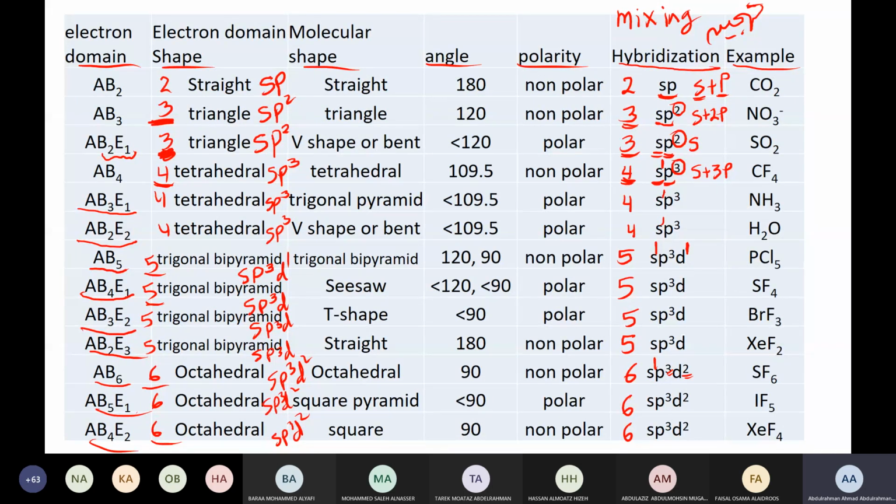We will finish chapter 9 next lecture by discussing mainly this table still. Is this clear? This table is extremely important, and you have the examples. Try to draw the shape of all these examples, write the electron domain, find the electron domain shape, the molecular shape, the angles, the polarity, the hybridization, and everything. Clear? Any questions so far?